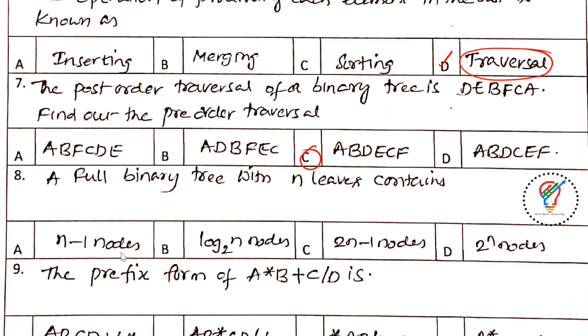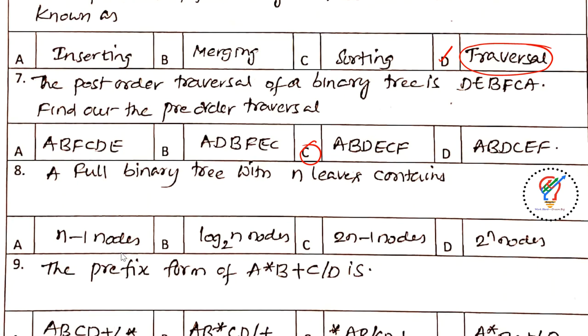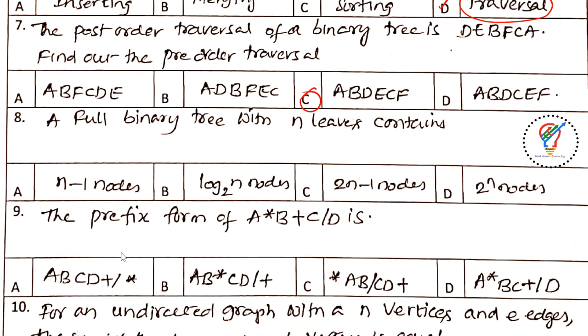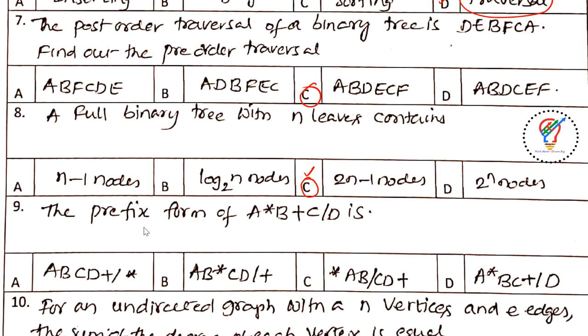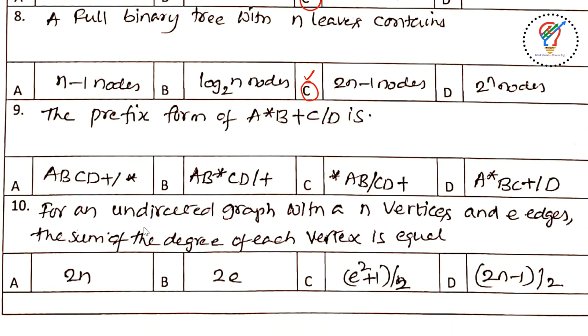Next one, the eighth question here: a full binary tree with n leaves contains, the options are n minus 1 nodes, log base 2 n nodes, 2n minus 1 nodes, and 2 power n nodes here. The correct option is 2n minus 1 nodes here. Next one, the prefix form of A into B plus C bar D is, as you see the options here: ABCD plus bar into, AB into CD bar plus into, AB bar CD plus and, A into BC plus bar D here. The right option for this question is B.